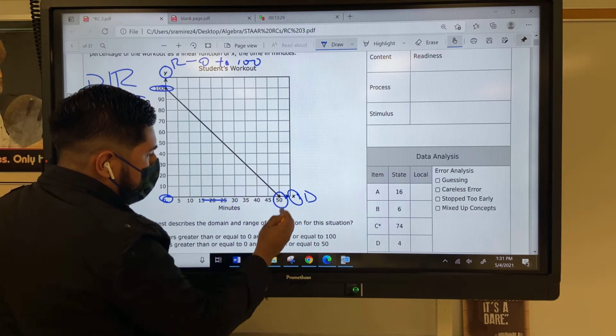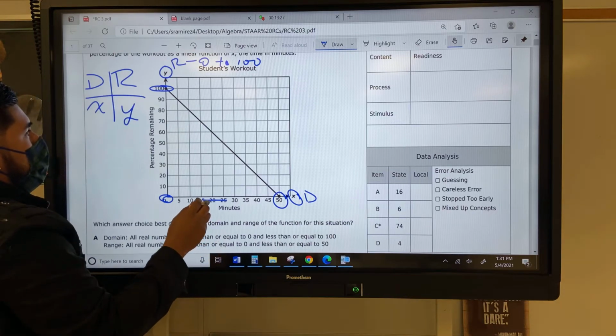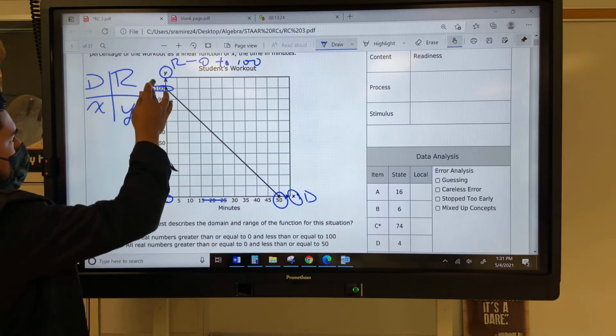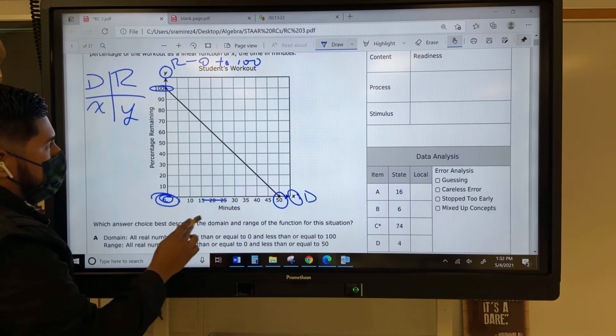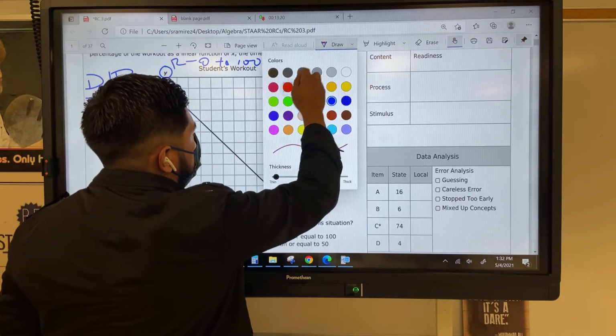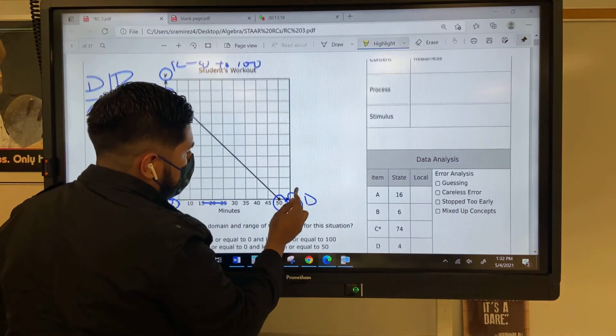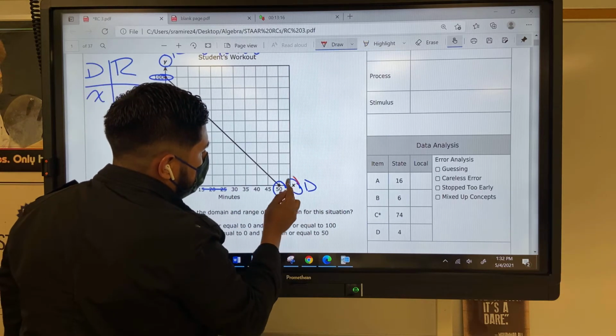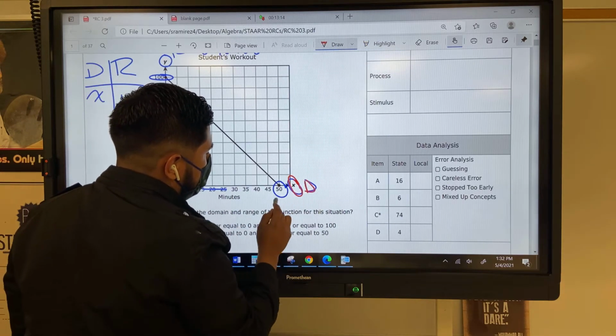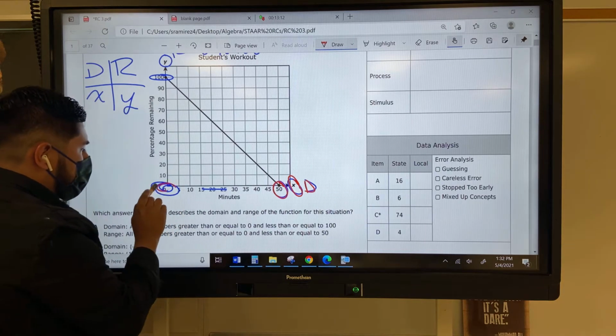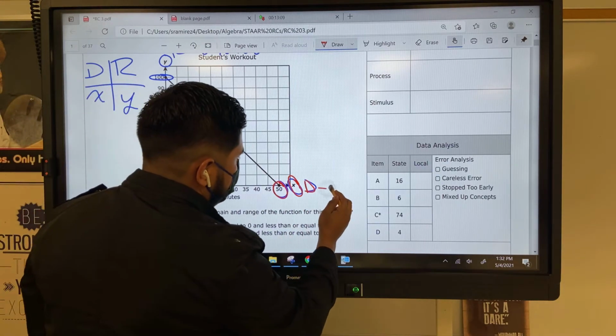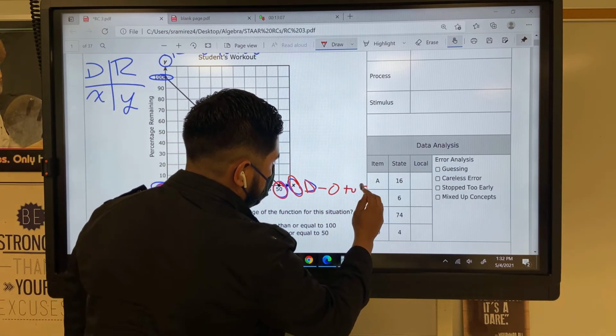Okay, obviously I can see the 50. What about the other point? This is a 0 also. Let's do that in a different color because I confused myself a little bit. So let's do domain in red, 50, and also 0. So we can definitely say from 0 to 50 right here.